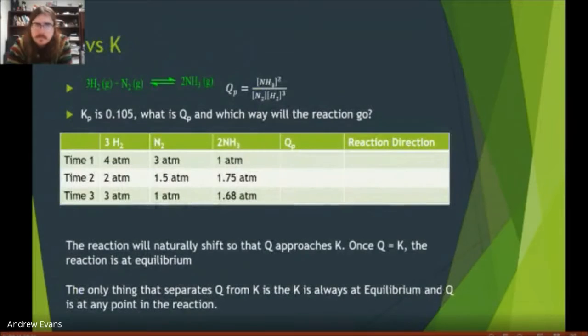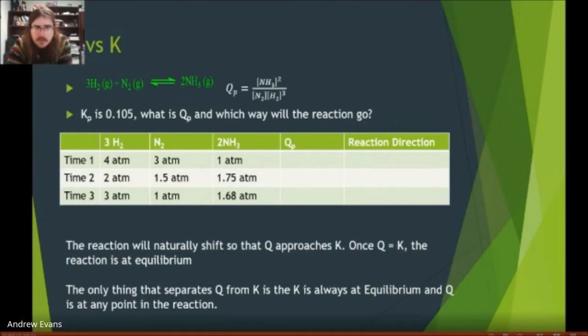I keep on coming back to this reaction because I like to use real numbers, and this one is known, and I bothered to look it up. Kp of the Haber-Bosch process, the Haber process, where the Germans figured out how to make ammonia for fertilizer very, very efficiently. Managed to get this to work. So the Kp of this is 0.105. So given these three situations, where is Q and which way would the reaction go?